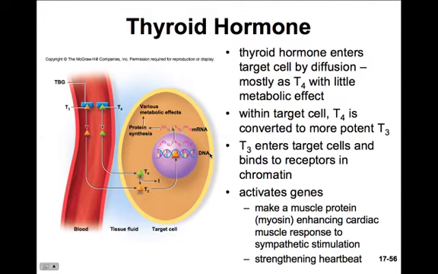T3 then activates the genes. It's one of the activating proteins that helps turn on the whole event of transcription of DNA. It might make muscle proteins like myosin, which enhances cardiac muscle response to the sympathetic stimulation, or it could be involved in strengthening the heartbeat. Thyroid hormone has a very broad spectrum of effects depending on the cell type that it's activating.